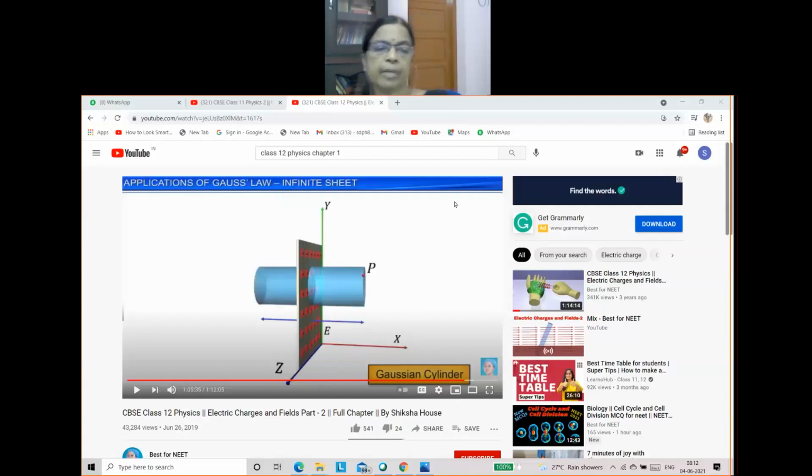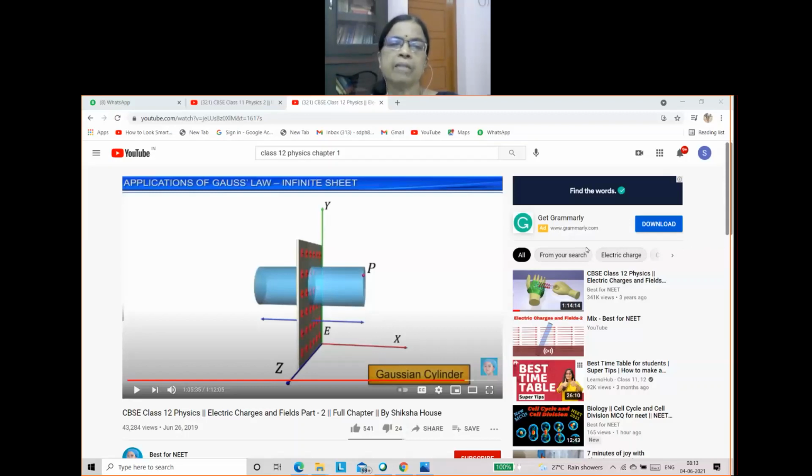Okay, children, I will explain once more. So, first, a uniformly charged sheet, a positively charged thin sheet, you can see. How is it kept? It is kept in the YZ plane. As it is positively charged, what is the direction of the electric field, children?